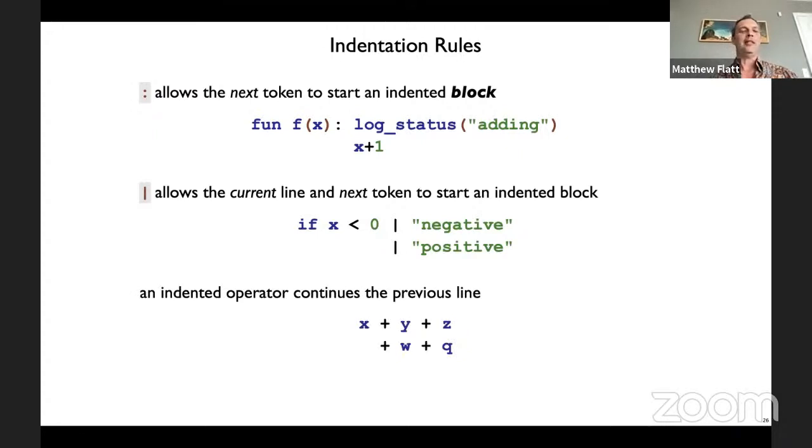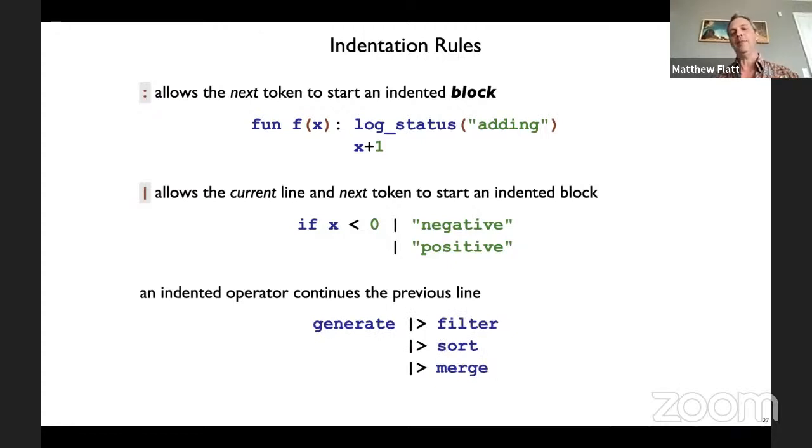Okay, and then the last place where you can use indentation is that if you start a line with an operator, then it can continue the previous line. This was a relatively late addition in the design based on experiments and feedback, and it seems to work well in combination with other refinements we made. So this is one big group that has 4 pluses and 5 identifiers in it.